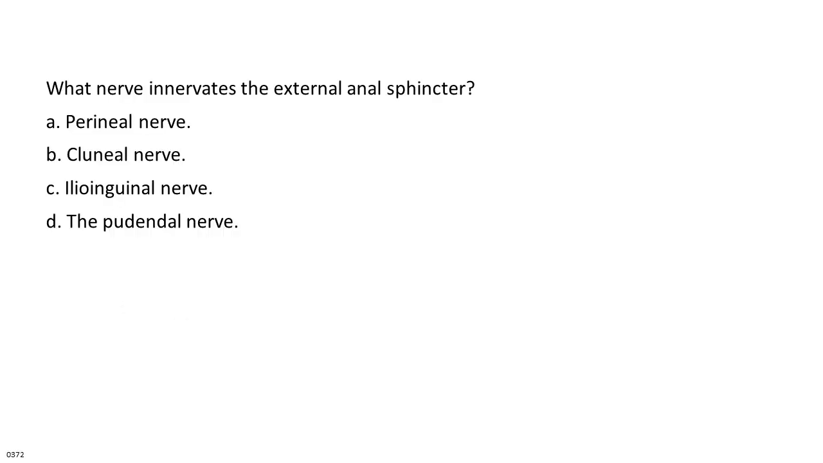What nerve innervates the external anal sphincter? A. Perineal nerve. B. Cluneal nerve. C. Ilioinguinal nerve. D. The pudendal nerve.